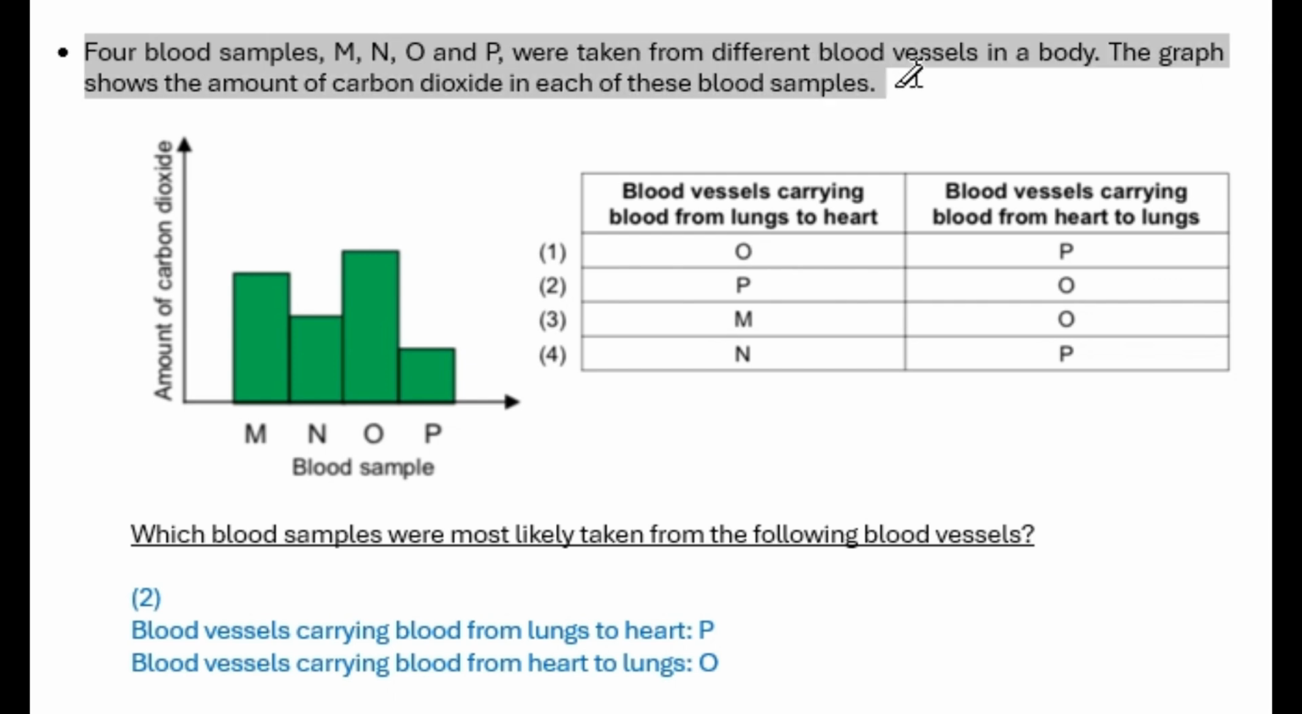Four blood samples, M, N, O and P, were taken from different blood vessels in a body. The graph shows the amount of carbon dioxide in each of these blood samples. Which blood samples were most likely taken from the following blood vessels? 2. Blood vessels carrying blood from lungs to heart: P. Blood vessels carrying blood from heart to lungs: O.